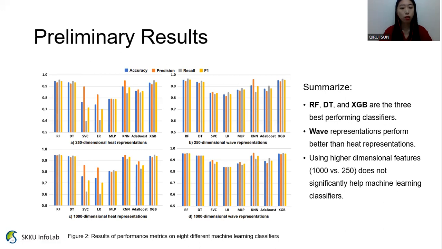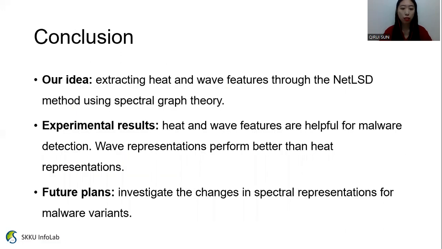In conclusion, in this work, we propose a novel idea to detect Windows malware by extracting heat and wave features through the NetLSD method using spectral graph theory. From the experimental results, we can conclude that the heat and wave features are helpful for malware detection. Wave spectral representations have better performance than heat representations when using the same number of features. We plan to investigate the changes in spectral representations for malware variants and how perturbations impact these representations.